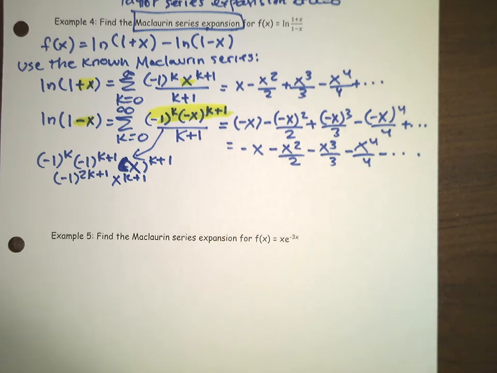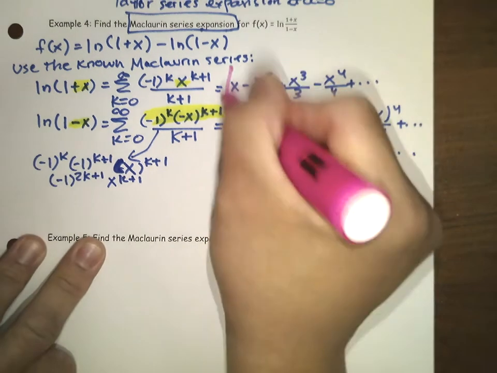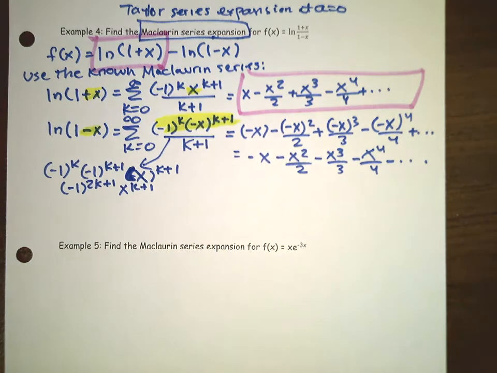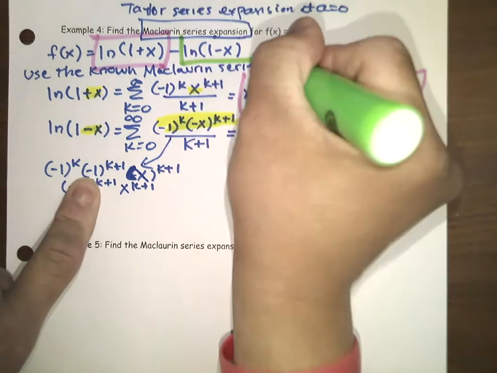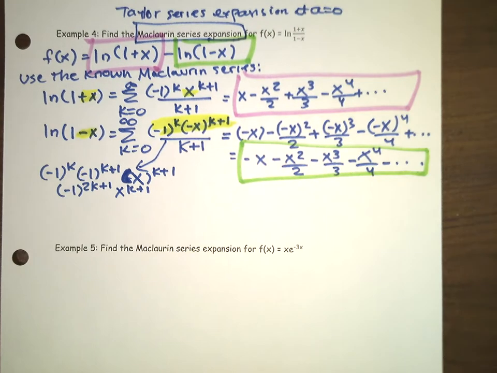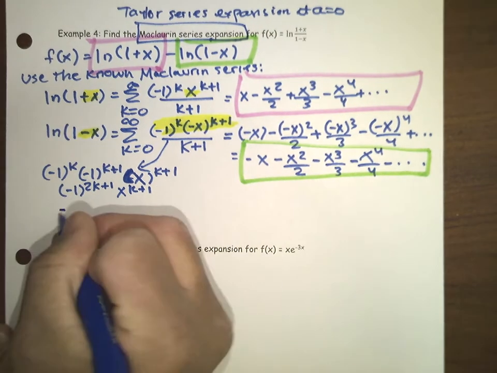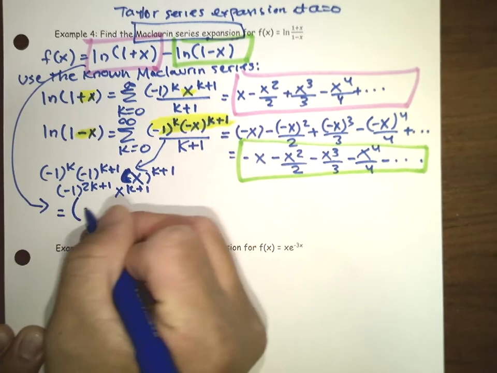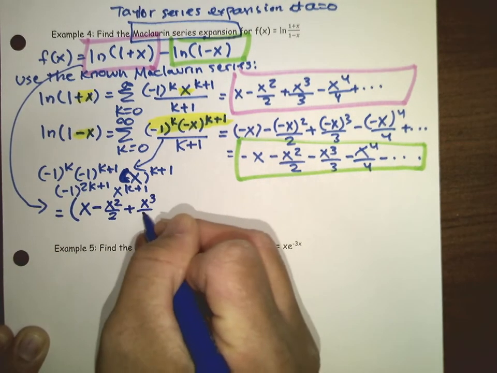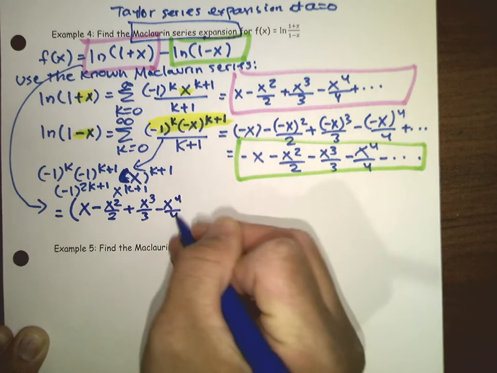So now we'll substitute these two series in. So this was natural log of 1 plus x, and then this other one right here was the natural log of 1 minus x. So what do we have when we substitute those in? We have that this is equal to x minus x squared over 2 plus x cubed over 3 minus x to the fourth over 4.